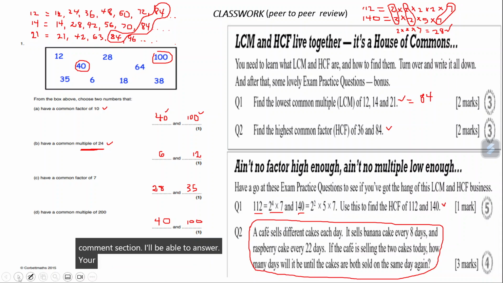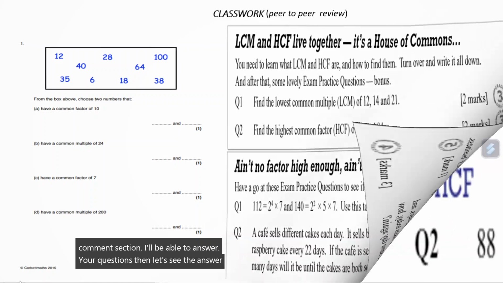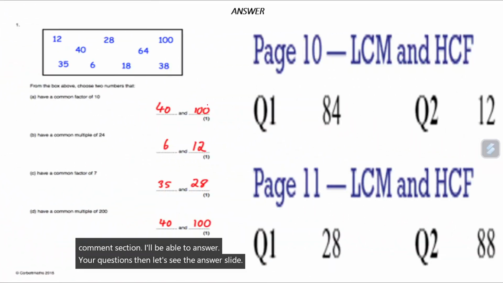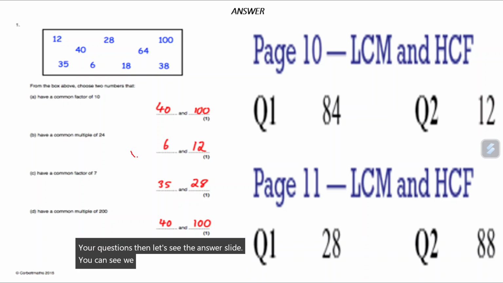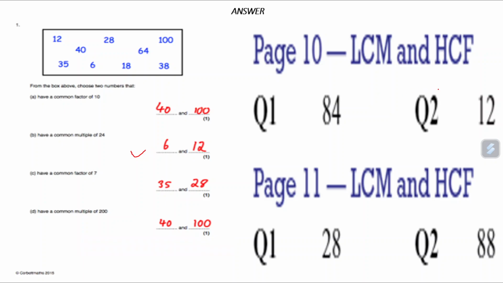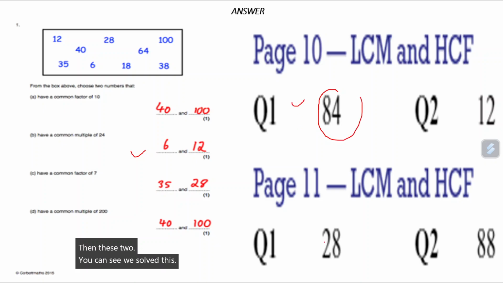Then let's see the answer slide. You can see we are correct. All this is correct. Then there's 2. You can see we solved this. This is correct. And we looked at this. This is correct.